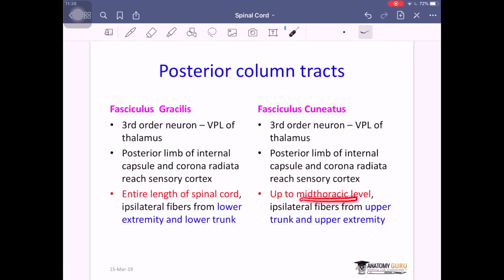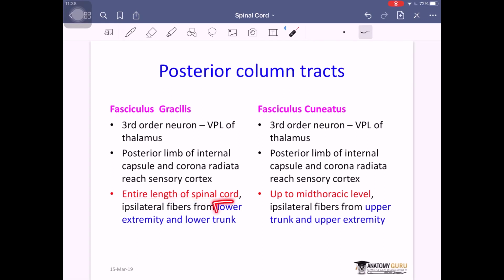So your fasciculus cuneatus is extending only till mid thoracic, whereas this is present the entire length. Since it is present only till mid thoracic, which one? Your cuneatus. This is bringing the information like touch, fine touch, proprioception, stereognosis, and all those information I listed out from the upper limb and your upper trunk. So you can say something like volume 1 of your BD Chaurasia is your fasciculus cuneatus, because that is your upper trunk, your thorax and your upper trunk.